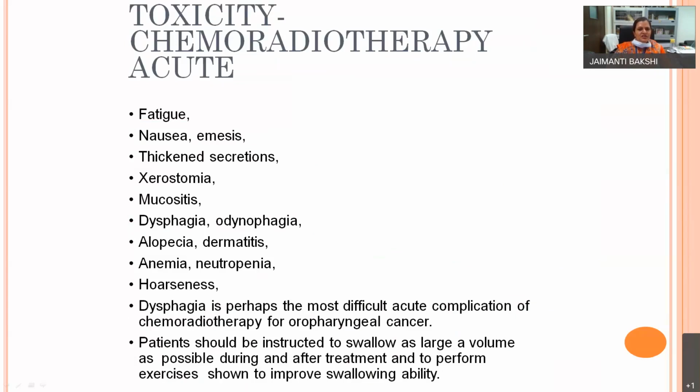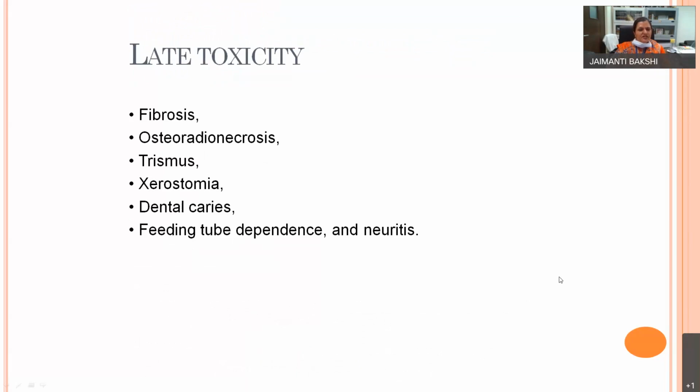Now coming to the toxicity of chemoradiotherapy. Although chemoradiotherapy is one of the best treatment options for oropharyngeal cancer, it carries acute and late toxicities. Acute toxicities include fatigue, nausea, emesis, thick secretion, xerostomia, mucositis, dysphagia, odynophagia, alopecia, dermatitis, anemia, neutropenia, hoarseness. Late toxicity includes fibrosis, osteoradionecrosis, trismus, xerostomia, dental caries, feeding tube dependence and neuritis.